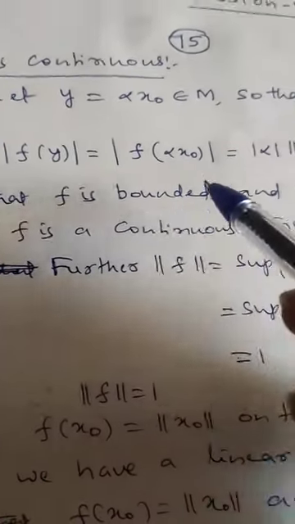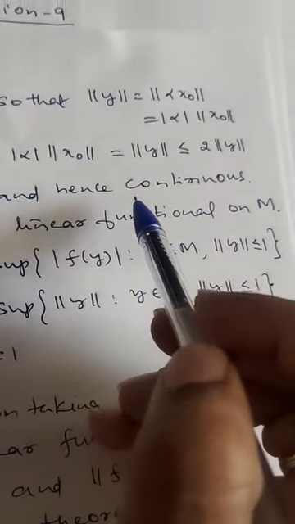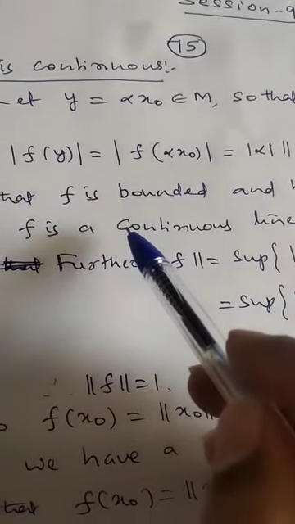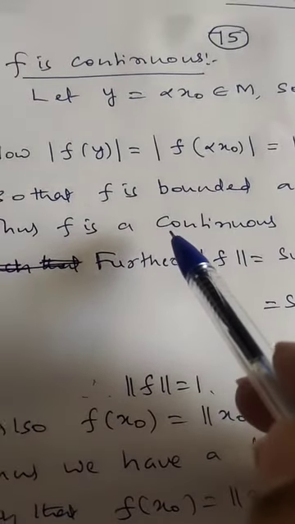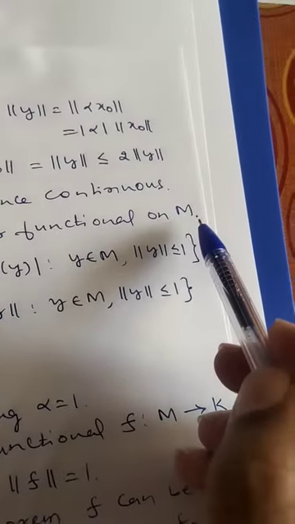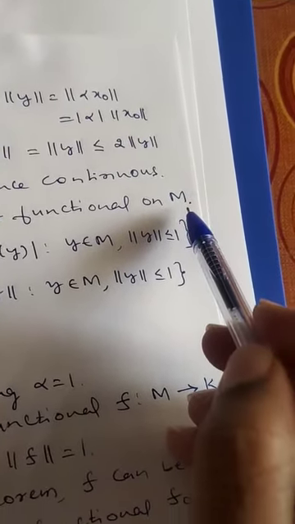You can say f is bounded. So f is bounded and hence continuous, because every bounded function is continuous in a normed linear space. Therefore f is linear, we have shown. Now f is continuous, therefore f is a continuous linear functional on M.